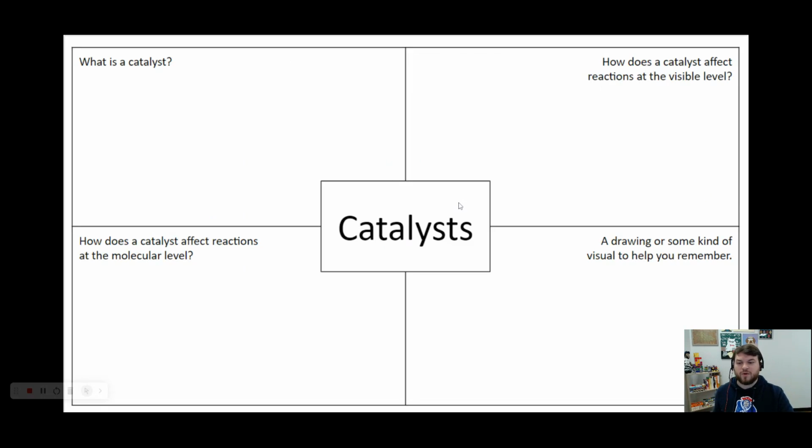So what we're going to do here is use this information to help us fill out our final graphic organizer about catalysts and how they work, okay?